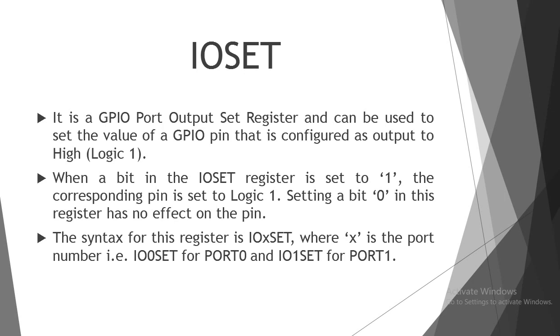Let's discuss the IO SET register. It is a GPIO port output set register and can be used to set the value of a GPIO pin that is configured as an output to logic 1 or logic high. When a bit in the IO SET register is set to 1, the corresponding pin is set to logic 1. Setting a bit to 0 in this register has no effect on the pin.